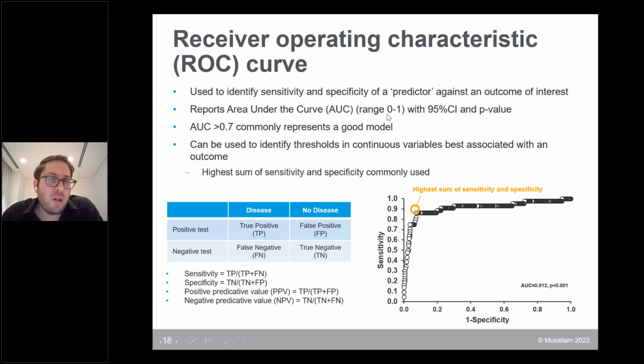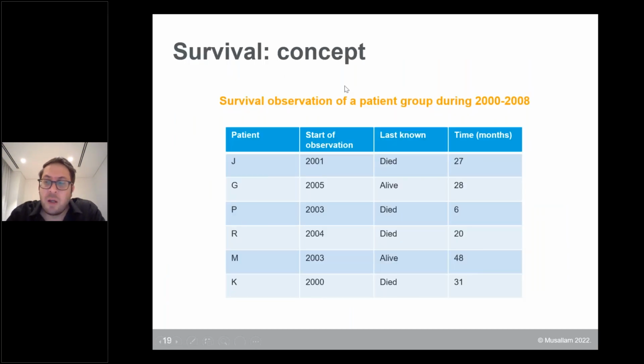It has to be somewhere between 0 and 1. If it's more than 0.7, this commonly represents a good model. I can rely on this good model to predict myocardial infarction based on blood pressure.